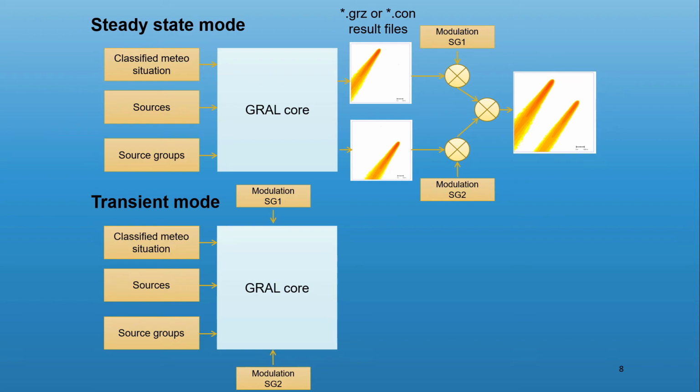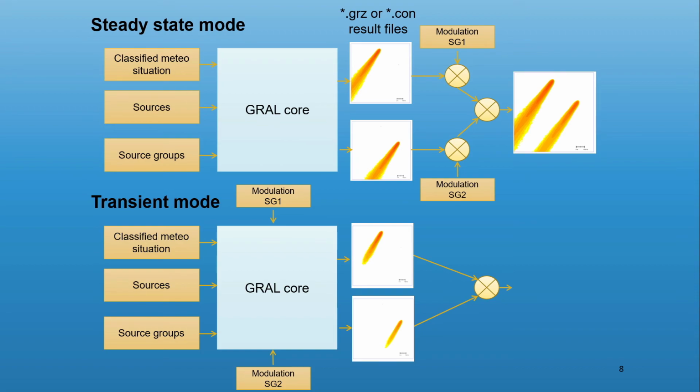In the transient mode, the GRAL core needs classified or unclassified situations, sources and source groups. The GRAL core needs information about the modulation, the emission modulation for each source group. The GRAL core gets this information with the file emission modulation.txt. Then we get result files from the GRAL calculation core, and then we simply need to take them and add them to get the pollution maps.